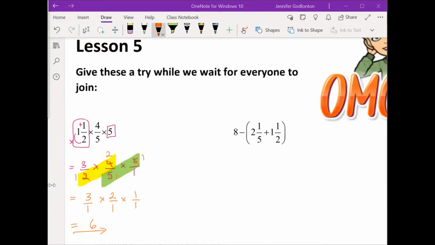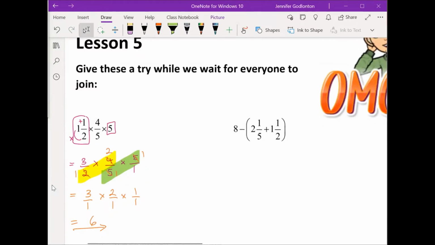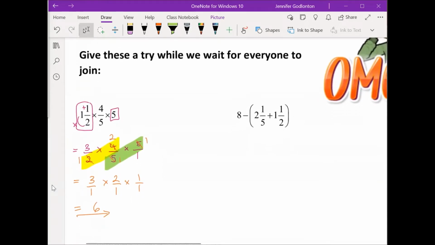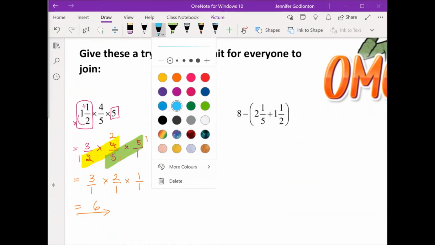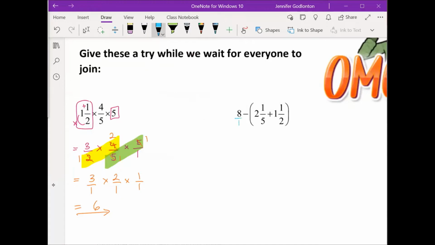We're going to keep on trying to get these chats coming in, but while that's happening, nice, Pumi, well done. While that's going on, I want everyone to make sure that they've tried this second question over here. So what we've got is 8 minus 2 1/5 plus 1 1/2. The first thing that we're wanting to do, I'm not going to tell you everything. I'm just going to help you with the first step over here. We're going to put that over 1.